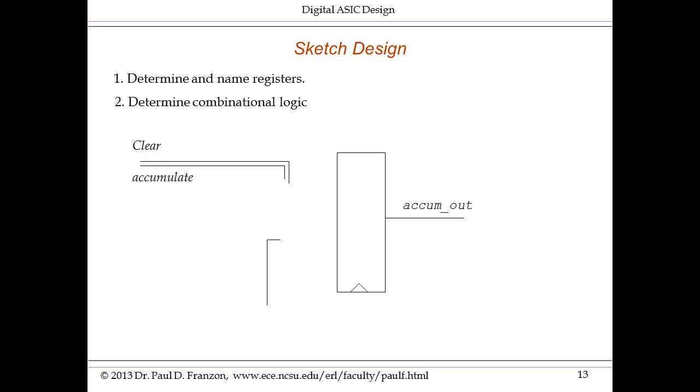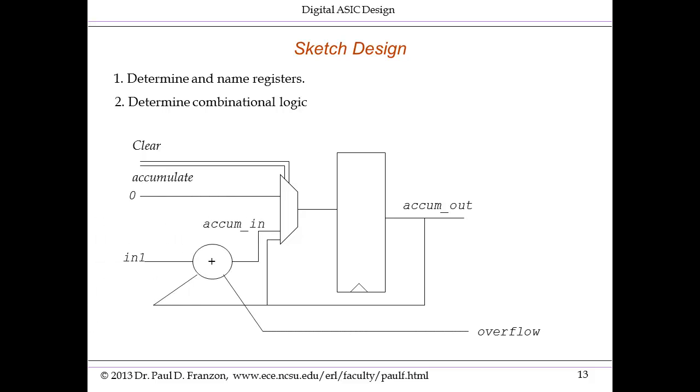Why? Because on the previous page, I specified a set of alternative actions that take place in different scenarios. If clear is high, clear the register. If accumulate is high, add into the register. And obviously if both are low, accumulate out stays the same. So the key piece of logic I need here is a multiplexer. Now all I have to do is work out the inputs to that multiplexer. And these are those inputs.